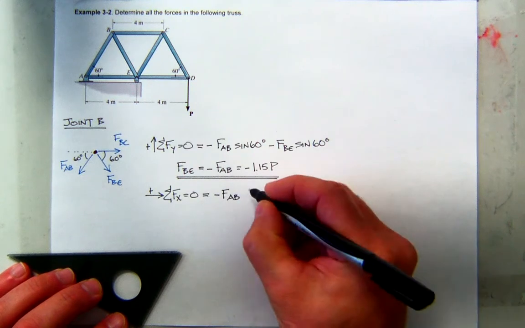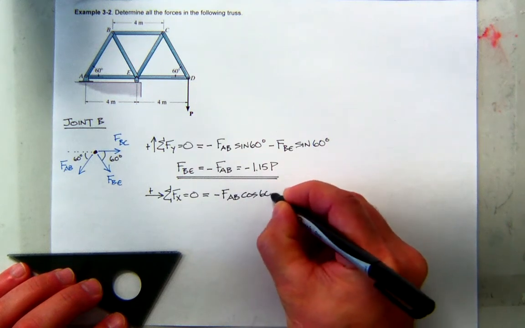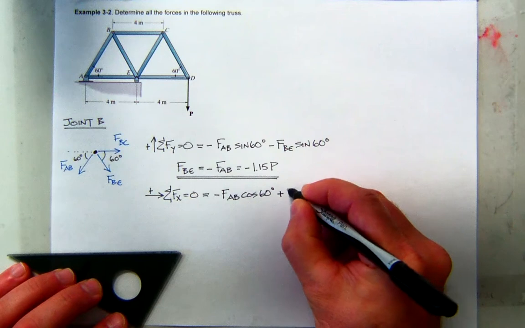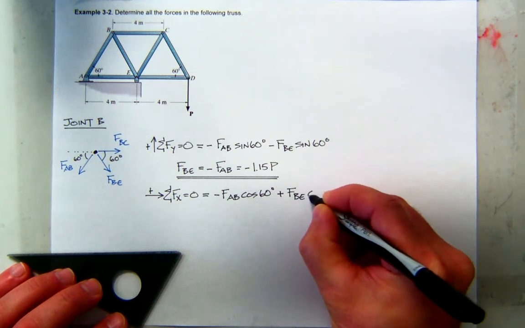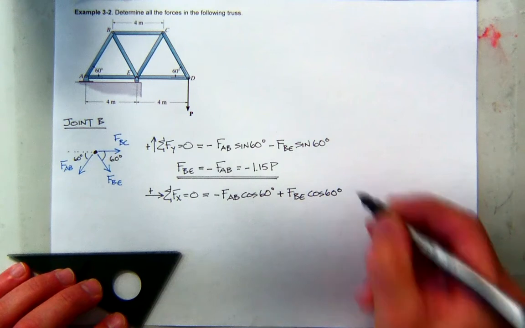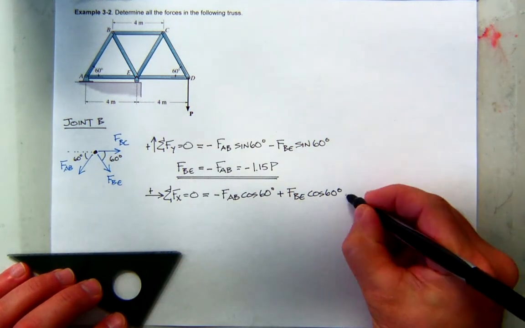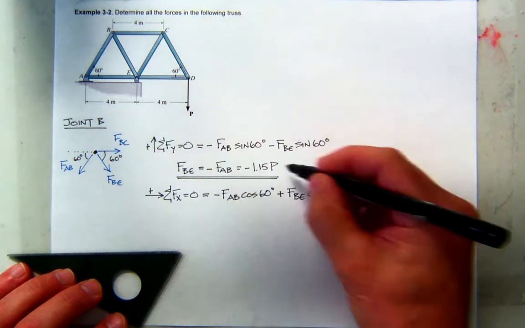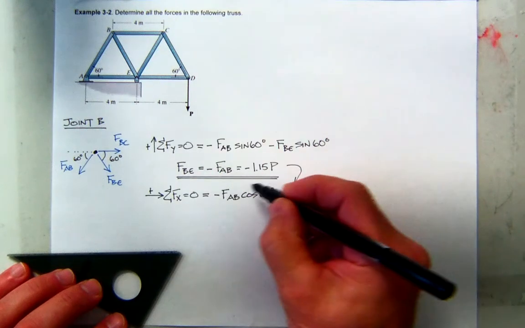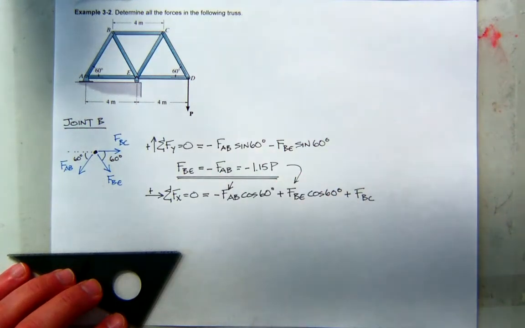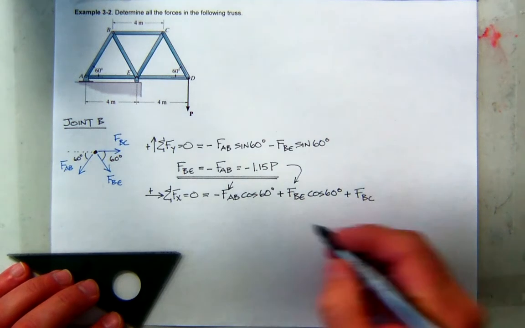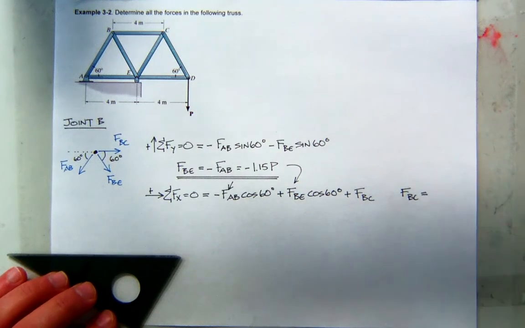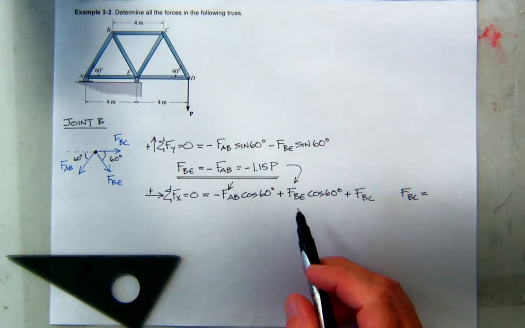And the X component of that is cosine 60. And then I've got FBE, which is to the right, so that's going to be positive. Also cosine 60. And then finally, I've got BC, which is to the right. Now remember, though, I've got both of those guys, so I can fill in both of those. So what is FBC?